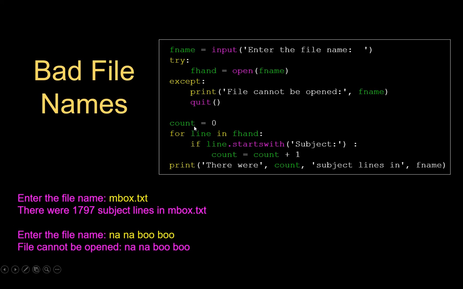We put our count variable to 0. For each line in the file, if the line starts with Subject, we're going to add 1 to our counter, and at the end we're going to say, okay, that's how many lines starting with Subject were in our file. And in this case, if the file name is mbox.txt, we can find it. The output would be this. If we put a random name that does not exist, we get this message from except: that file cannot be opened.